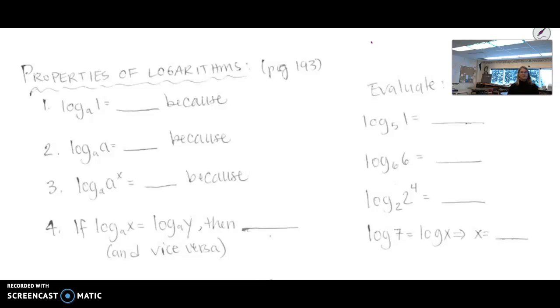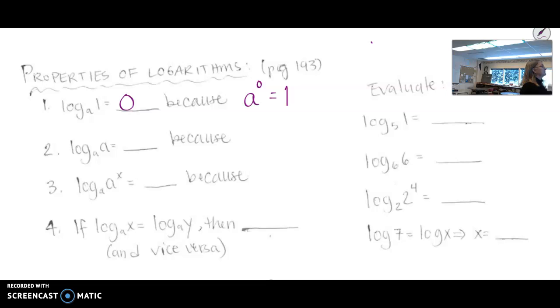All right, in this video we're going to take a look at some properties of logarithms. So the first one here is log with base a of 1, indicating that the base could be anything and this property will still hold. Log base a of 1 is equal to 0 because if you take a and raise it to the power of 0, anything to the 0 is equal to 1. So log base a, any base, of 1 will always equal 0.